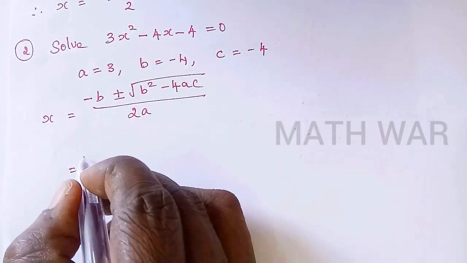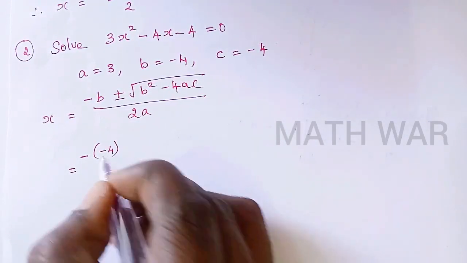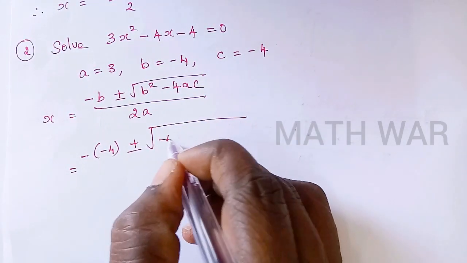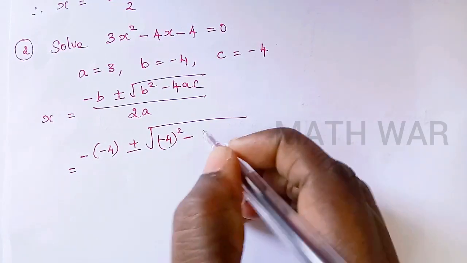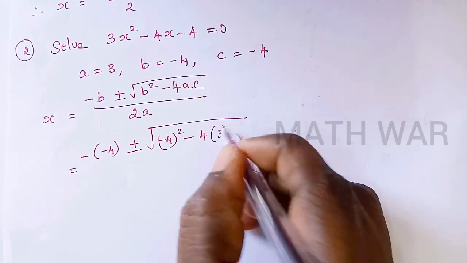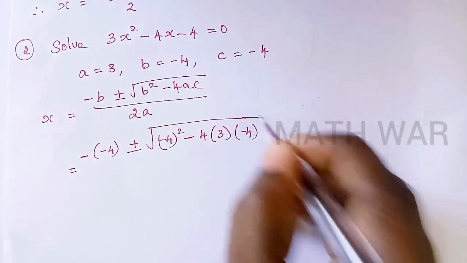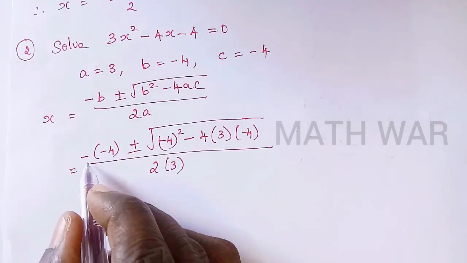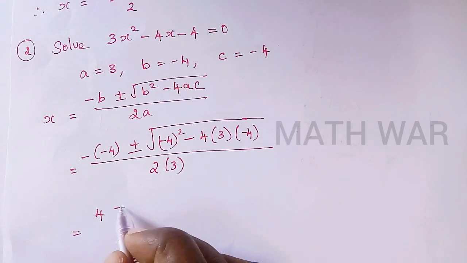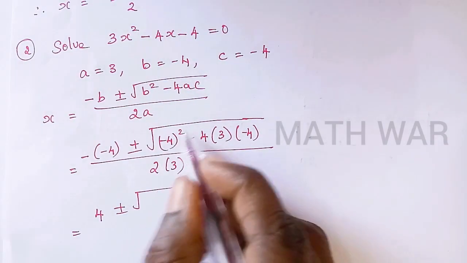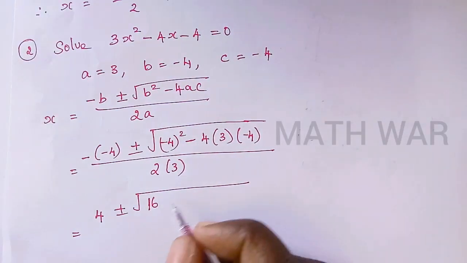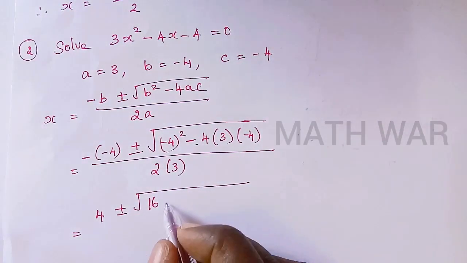that is equal to minus of minus 4. B value is minus 4, so minus of minus 4 plus or minus square root of minus 4 the whole square minus 4 into a value 3, c value minus 4 divided by 2 into a value 3, that is equal to minus of minus 4 is plus 4 plus or minus square root of minus 4 whole square is 16, minus whole square also will become positive, so 16 minus into minus, here it will become plus.